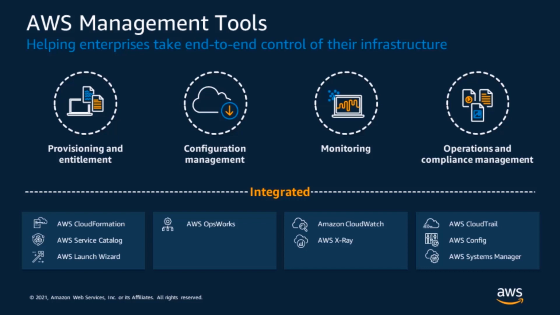AWS Systems Manager gives you the visibility and the control of your infrastructure on AWS. Systems Manager provides a unified user interface so you can view operational data from multiple AWS services, and it allows you to automate operational tasks across your AWS resources.